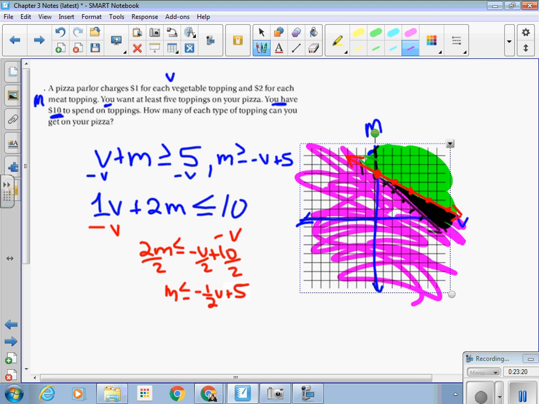So how many of each topping can you get on your pizza? I'm going to remove a little bit of my shading so that I can actually see, because I know that this little black triangle is my OK region. Those are my acceptable values. Am I going to ever get negative meat toppings? No. So I don't care what happens when M is less than 0. And I'm never going to get negative V toppings either. So I don't care when V is less than 0.